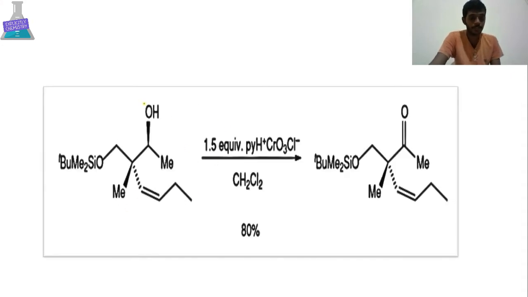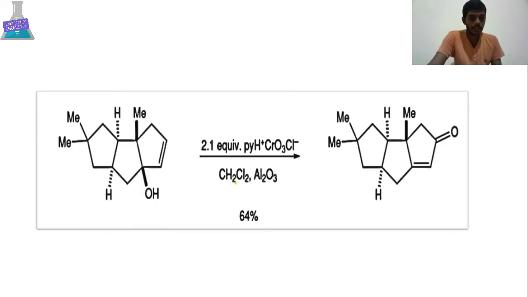Now see this example. This is also a secondary alcohol which converts to ketone in presence of pyridinium chlorochromate, which is called PCC, in presence of DCM. This is DCM. Thus it converts the secondary alcohol to ketone. You see this is alpha and this is beta and this is gamma. The beta gamma unsaturated carbon atom is present.